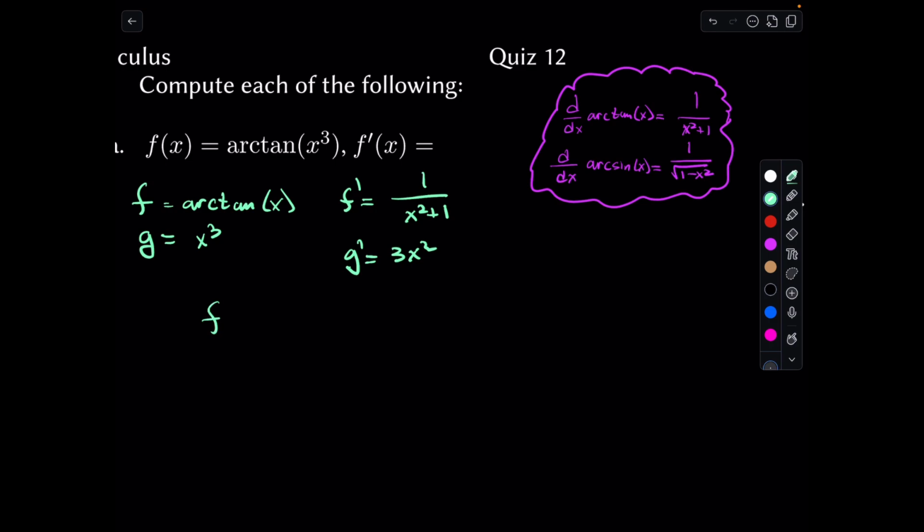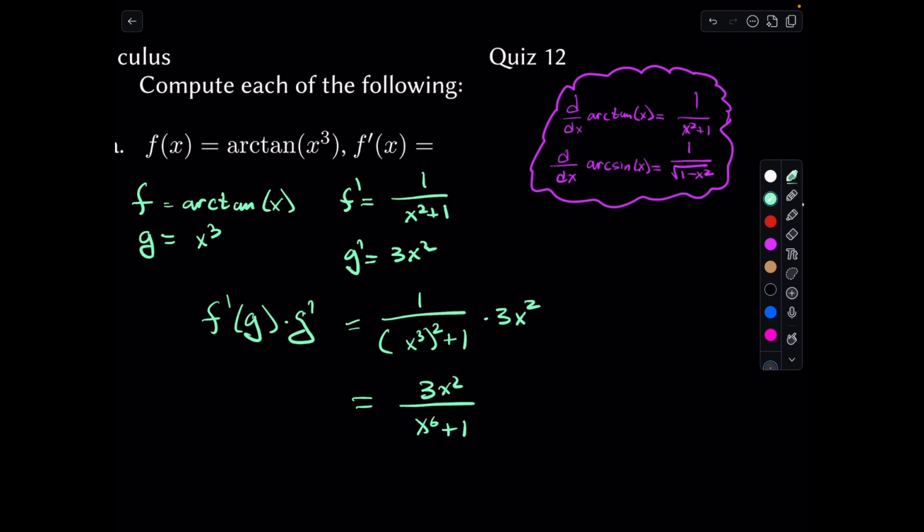So we're going to use the chain rule now. So this will be f prime of g times g prime, which is the chain rule. And so that, in our case, is going to be arctan, f prime. F prime is 1 over something squared plus 1, and that something happens to be x cubed because it's f prime of g, and then times g prime. So 3x squared over x to the 6th. Add the exponents together when you have nested exponents.